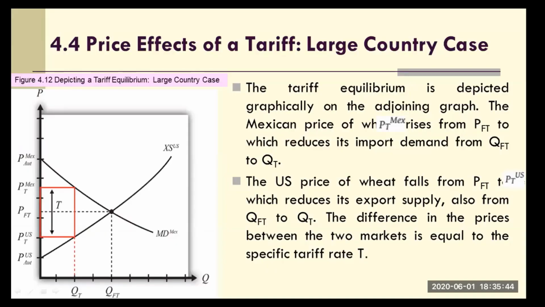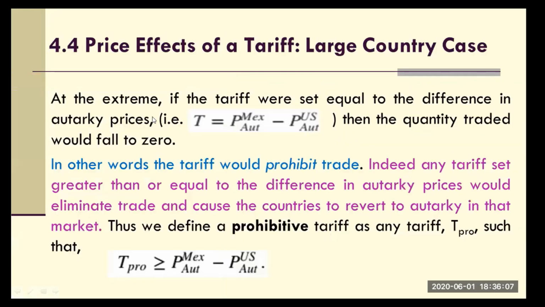The tariff of the US reduces the export supply also from QFT to QT. That means the quantity goes from QFT to QT. The difference in the price between the two markets is equal to the specific tariff, that is T. It brings the tariff within the market.